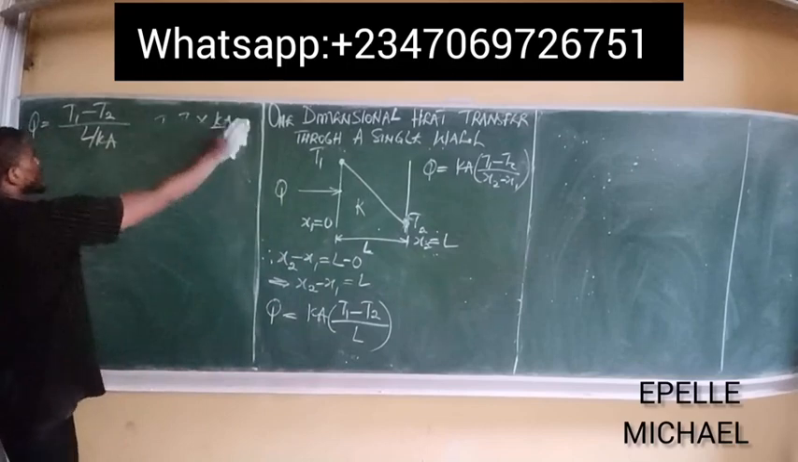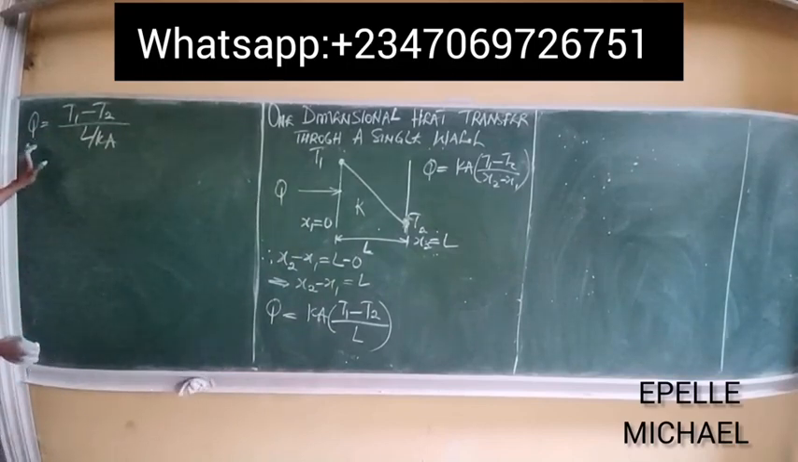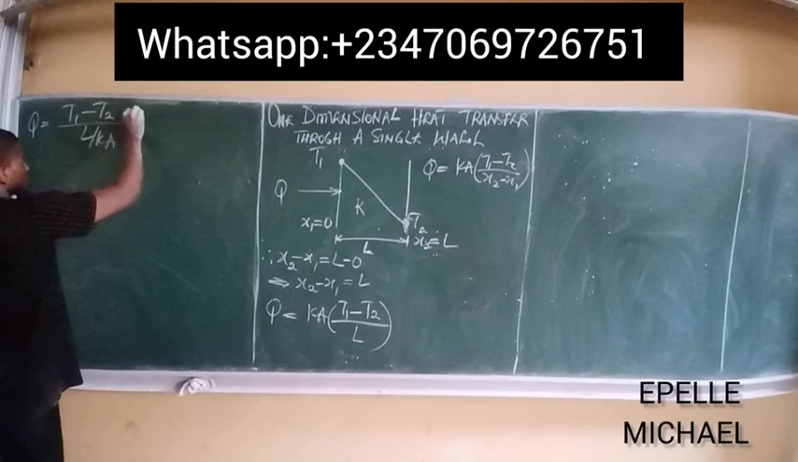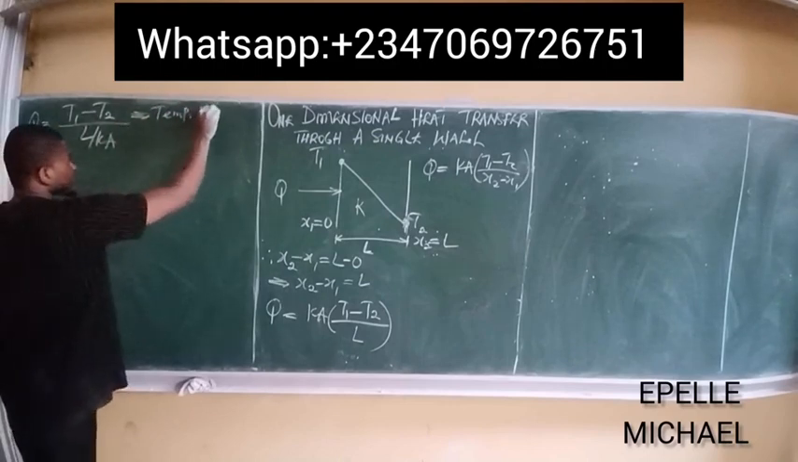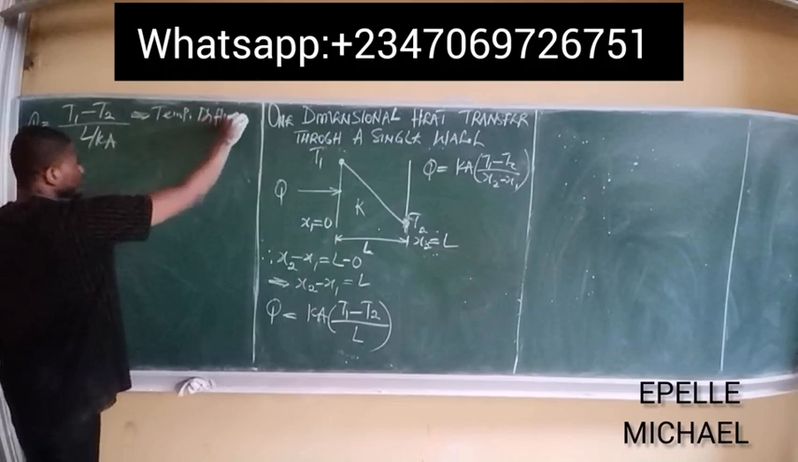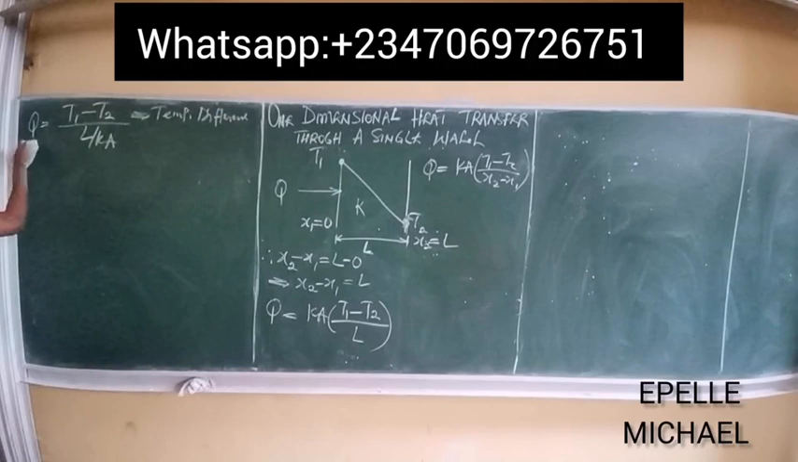So this equation can also be written simply as Q equals T1 minus T2 all over L over Ka, where this top represents what is called the temperature difference. Meanwhile, this is actually called the heat supplied or heat transferred.